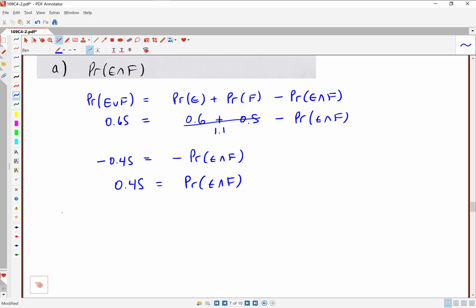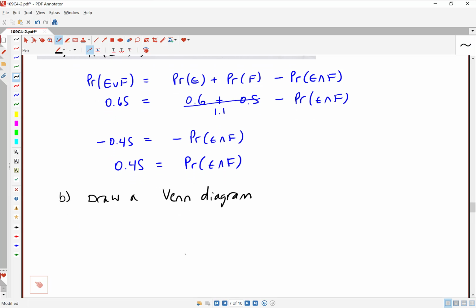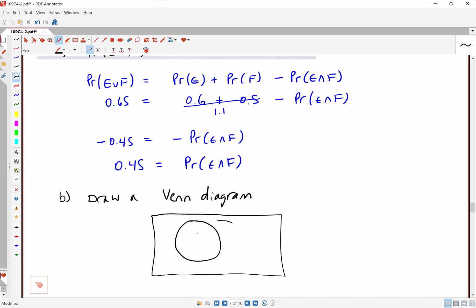Okay, part B, let's draw a Venn diagram. So we're going to draw a Venn diagram representing the different probabilities of the different regions. We're going to let E and F be represented by circles, and we're going to try to fill some probabilities into each of these different regions. So we've just figured out from our last step that probability of the intersection is 0.45. So that's going to go into the middle here. E intersect F is the region that's common to the two circles.